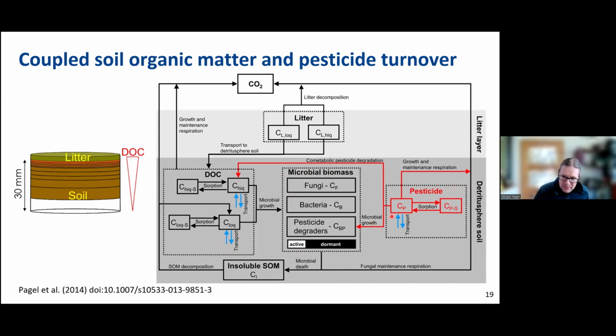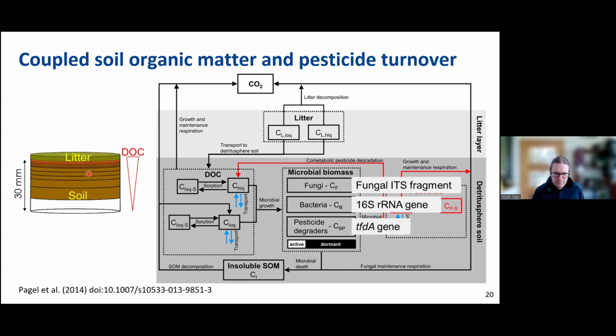We had, of course, also a pesticide pool, and we also consider sorption here, which leads to a reduced bioaccessibility of the pesticide carbon to the microbes. And of course, that was a 1D spatially resolved model. We also accounted for transport of litter carbon and pesticides along the vertical direction.